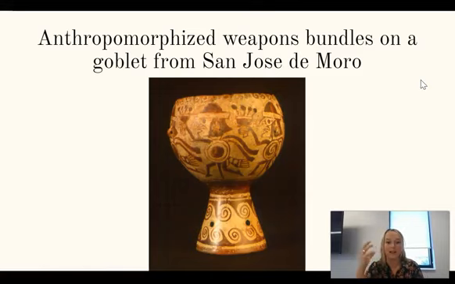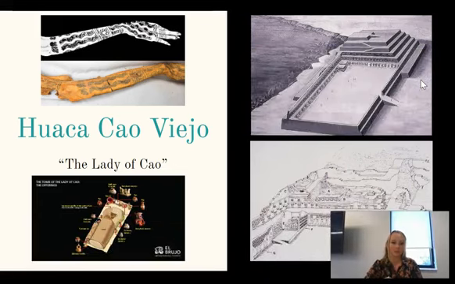We also have examples of actual goblets that were discovered in her burial at San Jose de Moro, and scientific exploration and testing has showed remnants of human blood inside of these cups. So we know that these cups actually carried human blood, and whether or not that blood was presented or drunk or whatever was done with it, we're not sure, but we do know that actual human blood was collected in some of these vessels. We also have another example of a very impressive high status female burial at Huaca Cao Viejo.